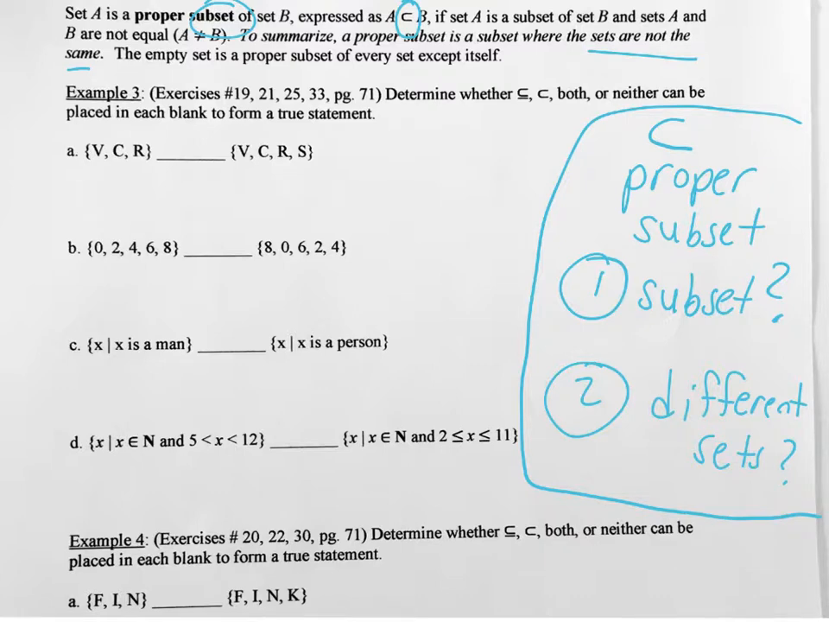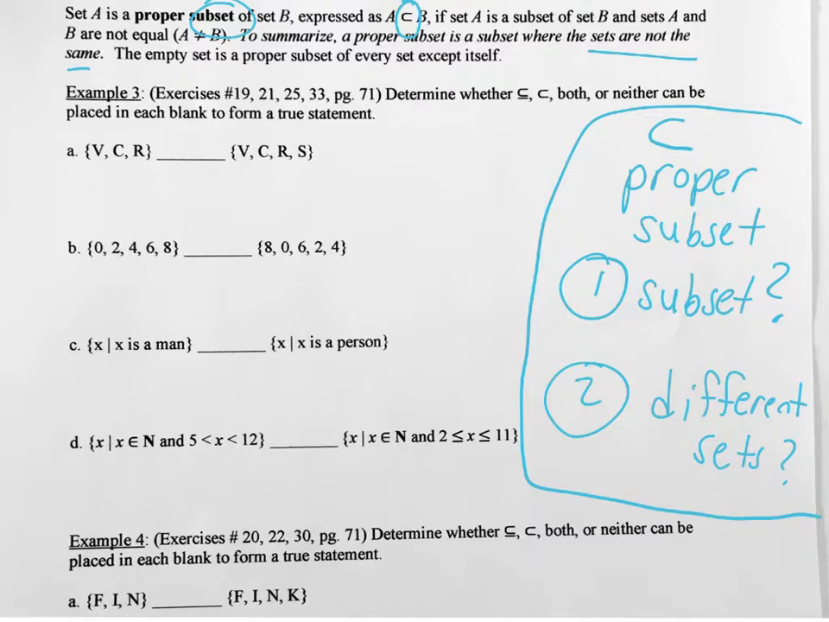So in order for you to say yes, that's a proper subset, it has to pass both criteria. It has to be a subset, and they need to be different sets. If you say yes to both criteria, then you're going to say, yes, this is indeed a proper subset. If it fails either criteria, you're going to say, nope, it's not a proper subset. So we want a subset where the two sets are different sets.